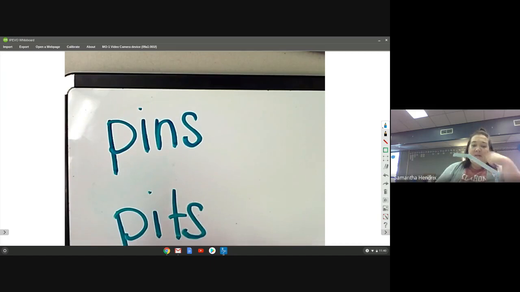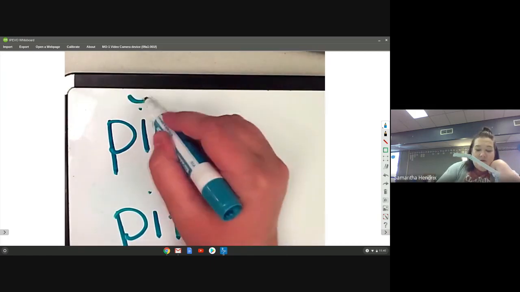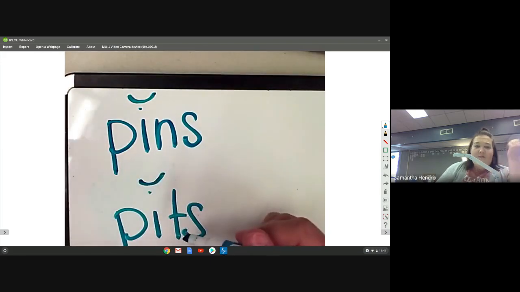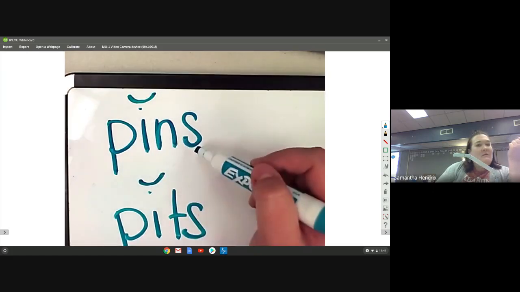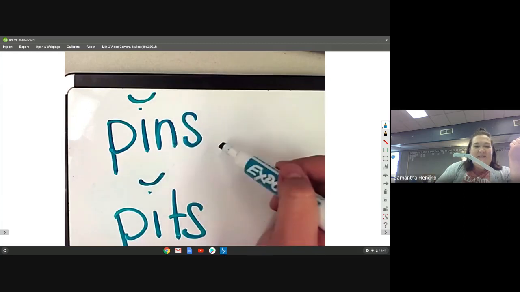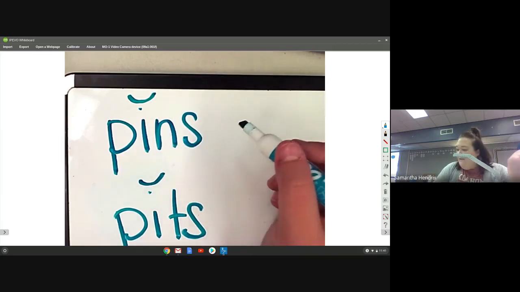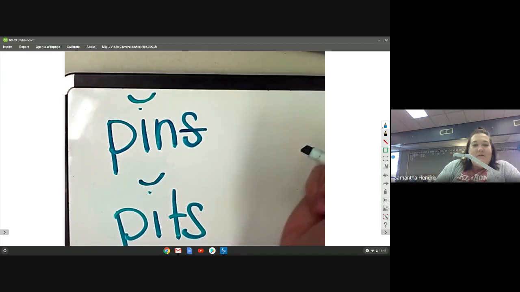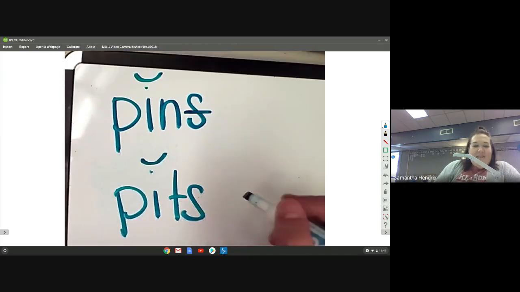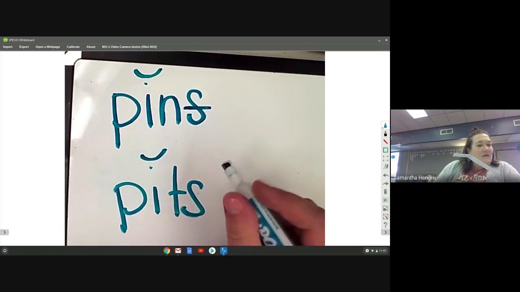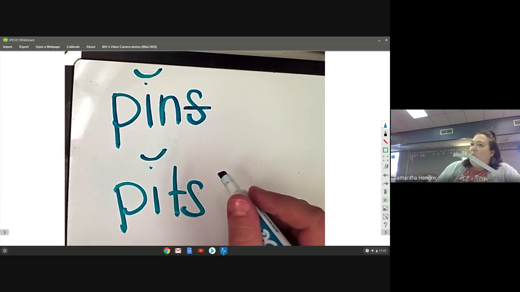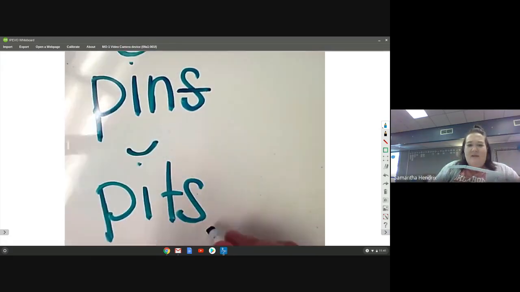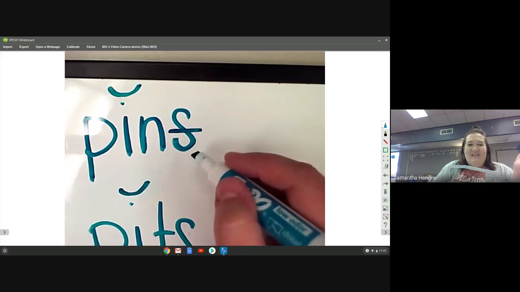So let's look at these words, okay? We know this is going to be short because it's followed by a consonant. We know this is going to be short because it's followed by a consonant. So let's sound these words out. P-ins. Pins. Do you hear the S? So it's voiced, right? Do you remember with the TH? If it's voiced, we do that. That's how we code that S, okay? Let's listen. P-its. It has an S, okay? So the fact that it has an S, we're not going to do anything to it. It's just an S. We know up here it's a Z sound, pins.